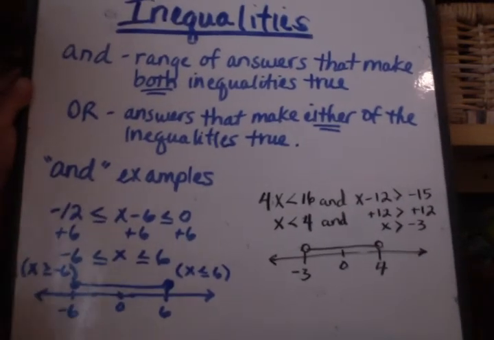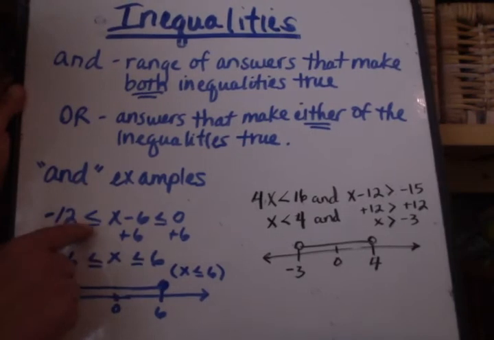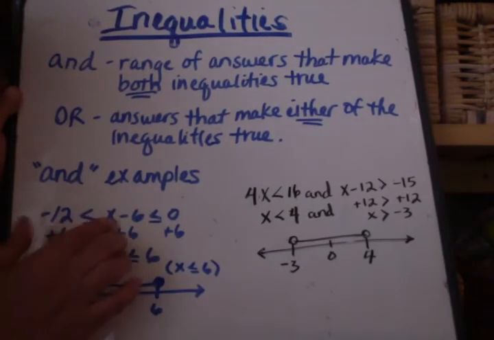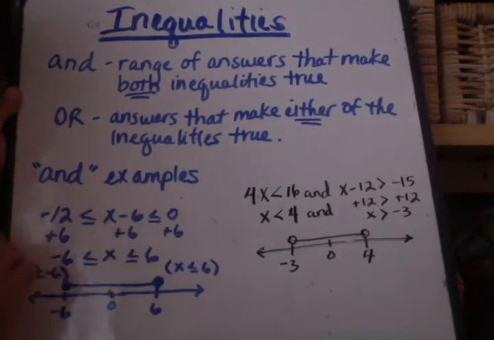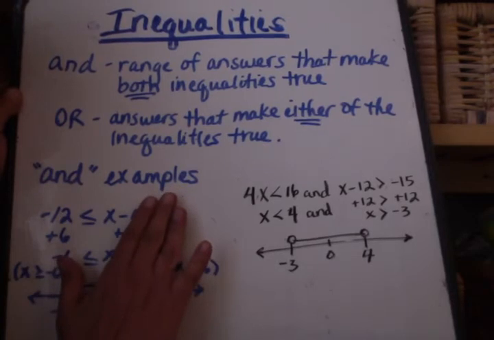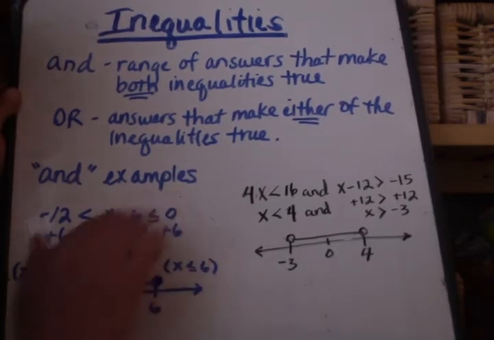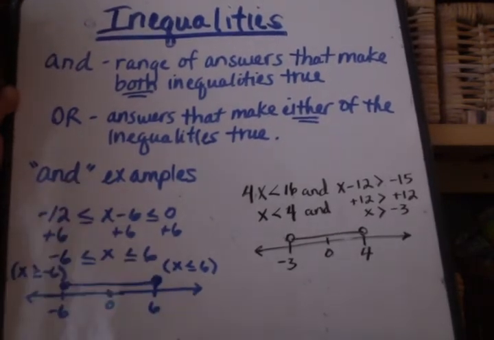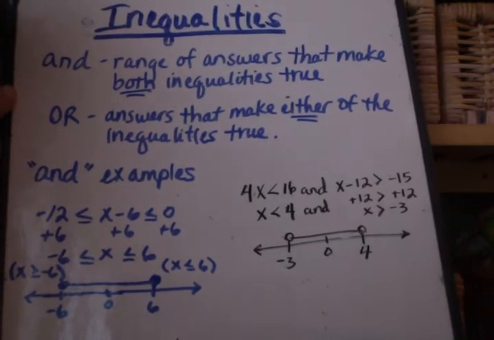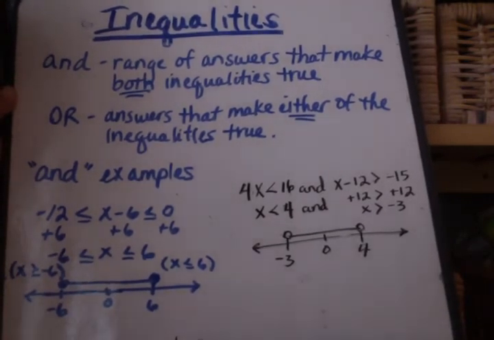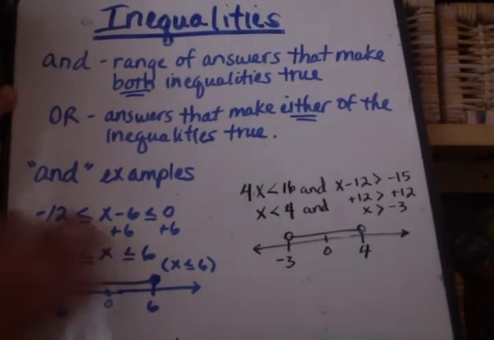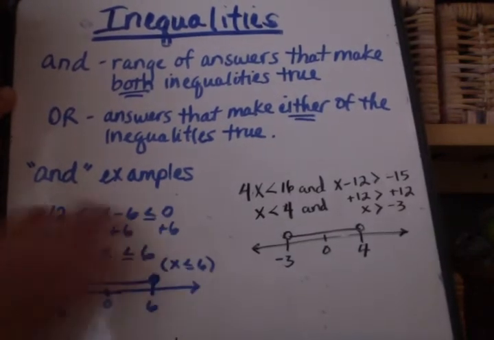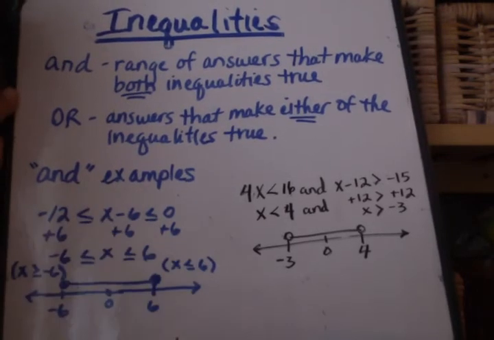If you feel more comfortable, you could break this up and just say negative 12 less than or equal to x minus 6. That's one problem. And then the other problem would be x minus 6 less than or equal to 0. So again, you can make this one problem, negative 12 less than or equal to x minus 6, and x minus 6 less than or equal to 0. So basically, we're just going to solve both of these inequalities and graph the solutions that make both of them true. The other way we can solve this is just keeping it in this form, and when we add or subtract or multiply and divide anything, we do it to all three sections. So that's what we're going to do.